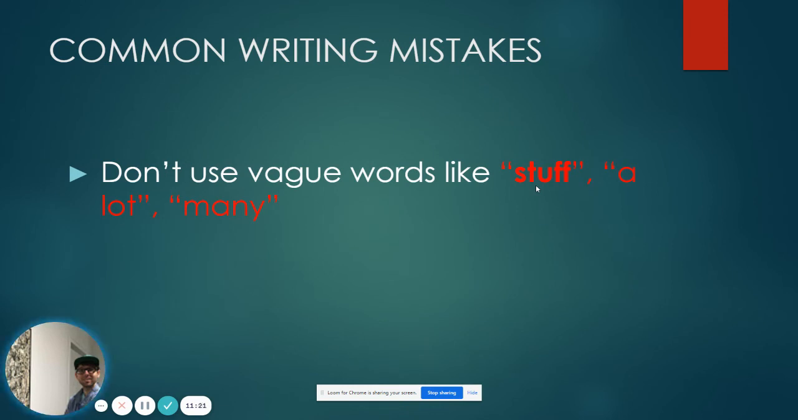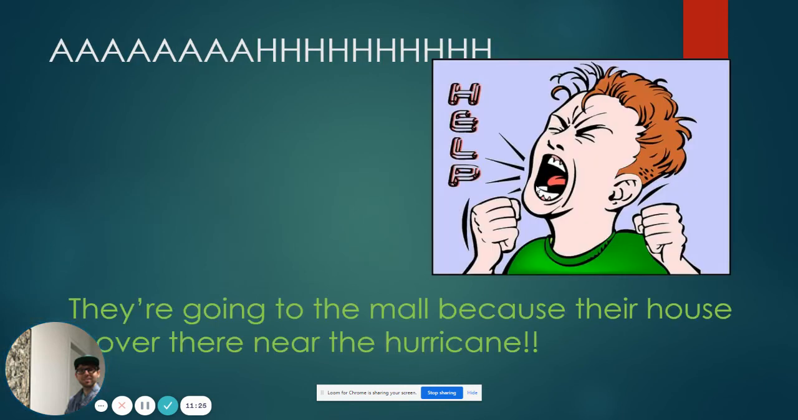Don't use vague words like stuff, a lot, many. Be very specific. Remember the different words, the ways that you use there. They're, apostrophe RE, is they are. It's shortened to there. It's a contraction. Their, with an EI, is showing possession. It's their house. There is showing area. It's showing proximity.